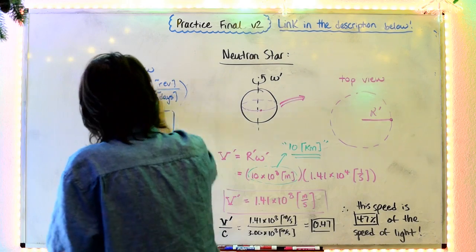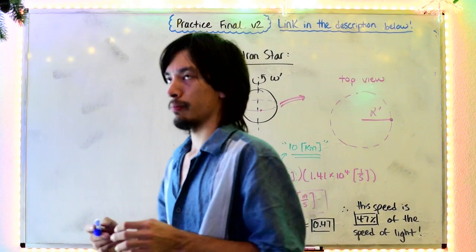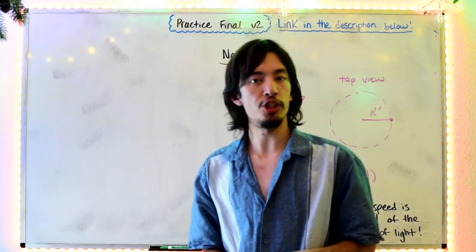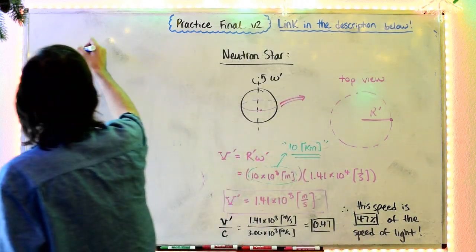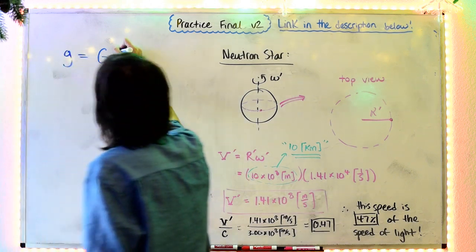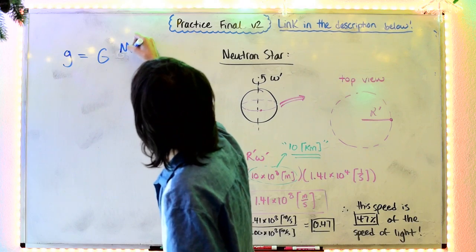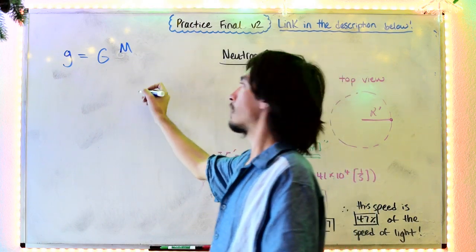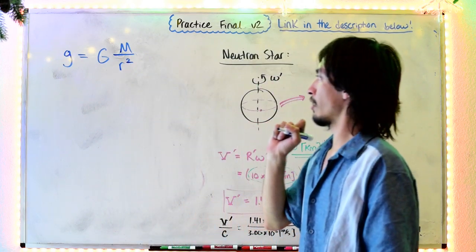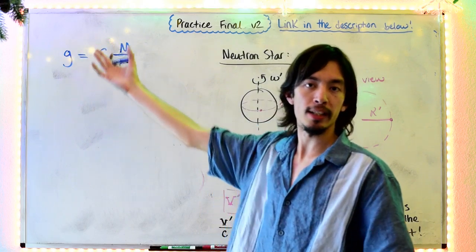Now, the gravitational acceleration on the surface of the neutron star, you can just get by using g equals big G, the gravitational constant, the universal one, times the mass of the planet or the star in this case, divided by the radius you are from it squared. This is just the general equation for the gravitational acceleration.